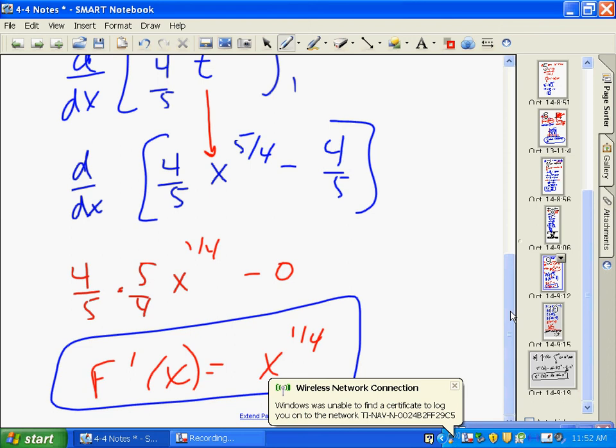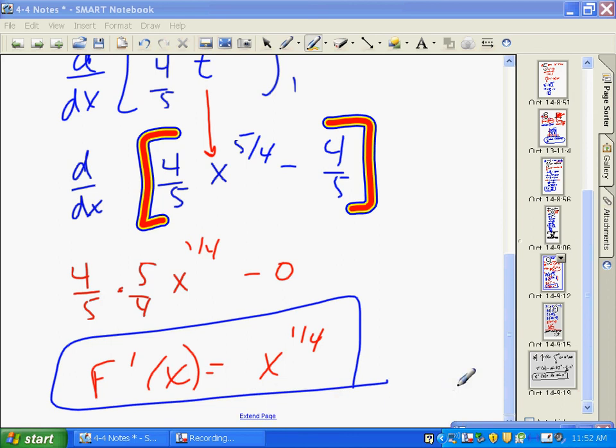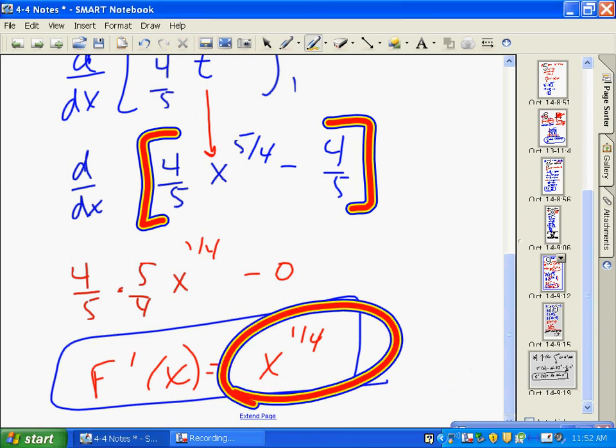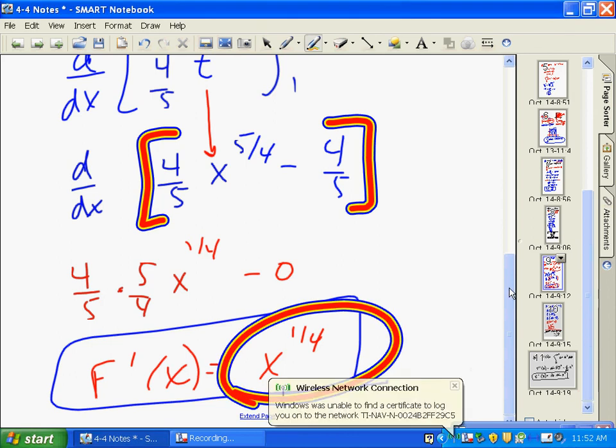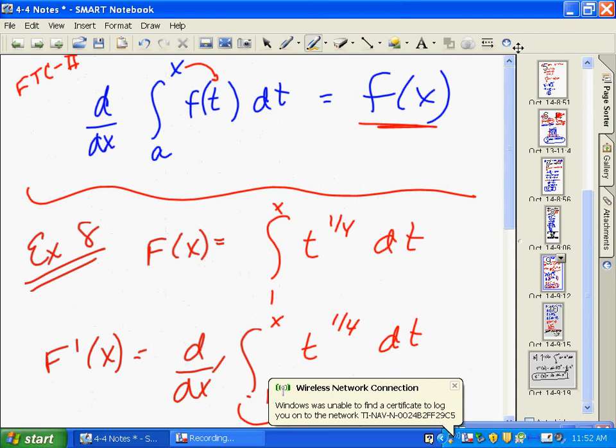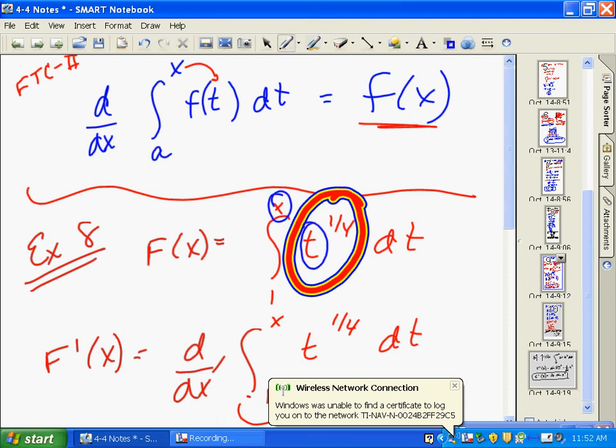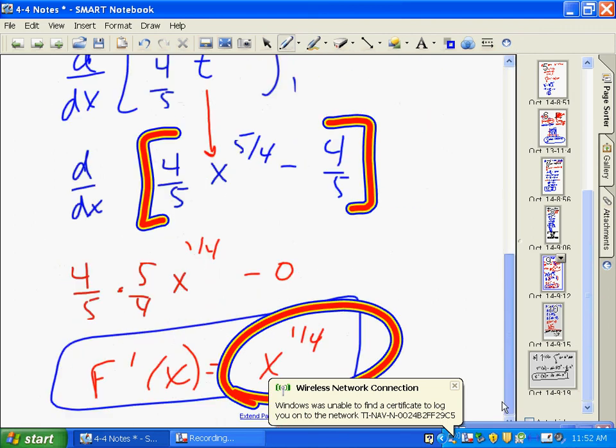So once I get to this part right here, I've done my antiderivative, I've done my evaluation of that definite integral. Now I do the derivative of that, and look where I'm at. I'm back to x to the 1/4. Now, look at the beginning. It was, look right here, boom, t to the 1/4. So what's the difference between those two? Well, the t has become the x value that's up there. That's what's happened.